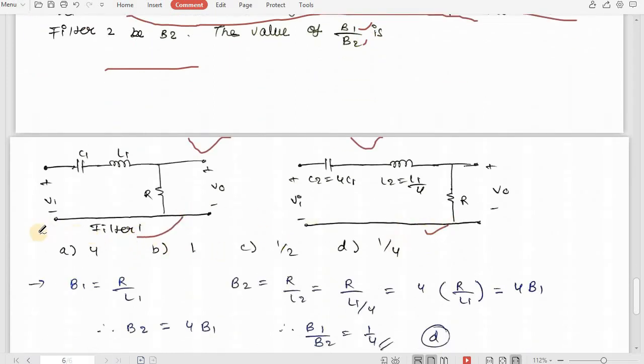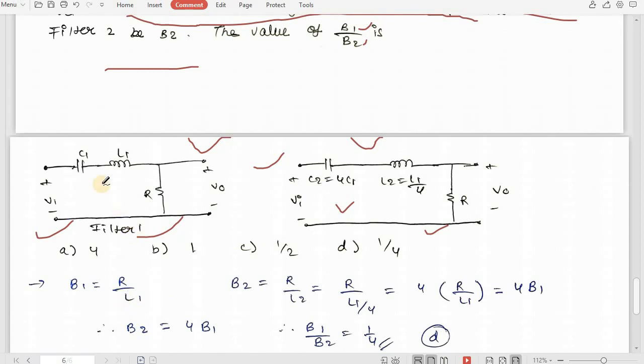If you observe this circuit carefully, here you have capacitor, inductor, and resistance values as C1, L1, R respectively, and for the second filter C2 is equal to 4C1, L2 is equal to L1 by 4, and R is the same. Basically, in the second filter the capacitor value is increased and the inductor value is decreased by a factor. So you have to make this modification in the formula and you will get the answer.